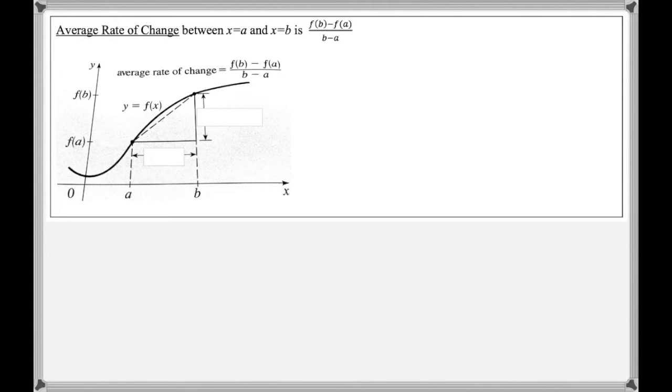The next part of the section is on the average rate of change. And the average rate of change between x is equal to a and x is equal to b is f of b minus f of a over b minus a. Now, a is on the left and b is on the right.